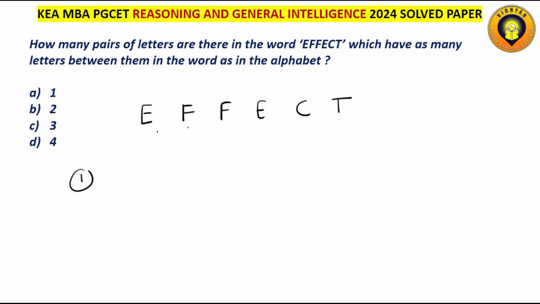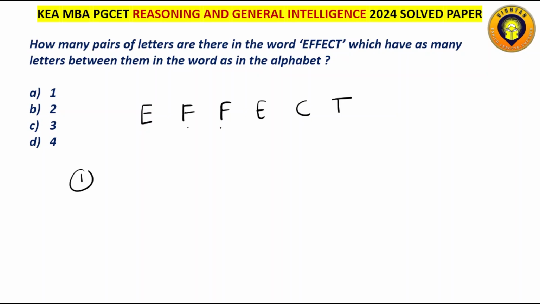Now go for the next letter, that is F. Check in both directions, in forward as well as backward direction. After F, it should be G, but there is no G here. Then it should be H, then I, then J. So it is not satisfying anywhere. If you look at the backward, after F, it should be G, but this is also not satisfying.